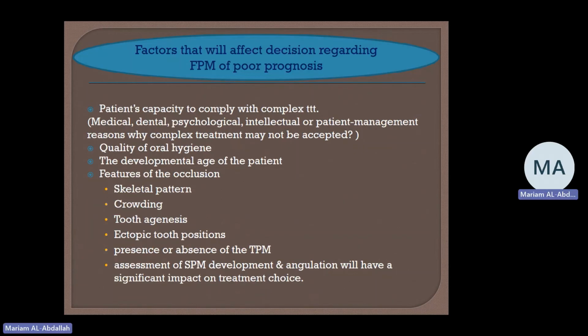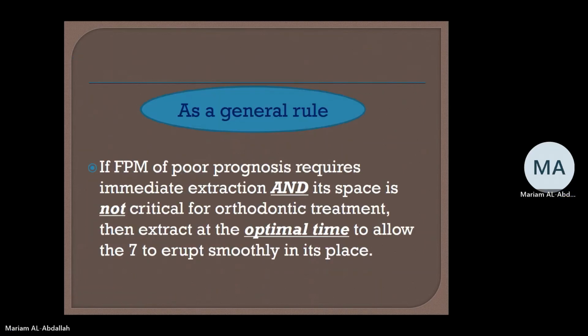Now, some features of the malocclusion will actually also affect our decision, and this might include the skeletal pattern of the patient. Is it class 1, 2, or 3? It will make your decision different. It will affect your decision. Do we have crowding or not? Do we have missing teeth, ectopic tooth positions, presence or absence of the third permanent molar, the wisdoms? Assessment of second permanent molar development and angulation will have a significant impact, of course, on the treatment of choice.